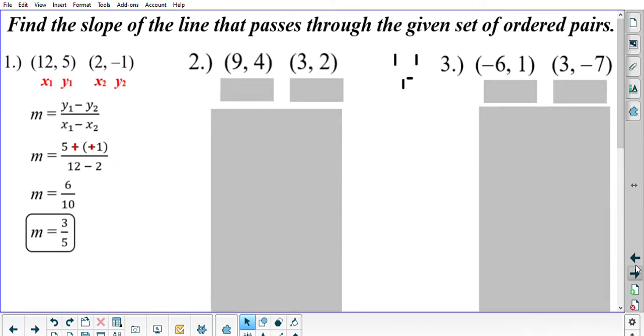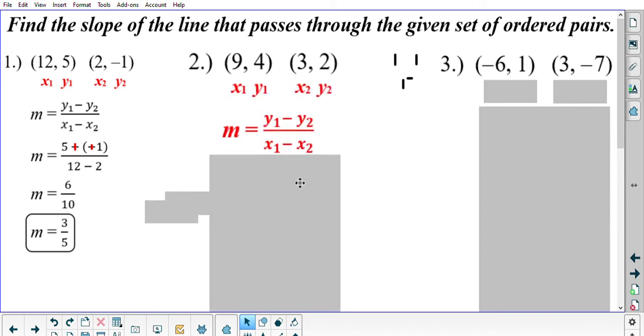At this point, I want you to hit pause, do number 2 and 3 on your own. Then hit play when you're ready to see how well you did. All right, I hope you already hit pause and did these on your own. Problem number 2. I would label it.